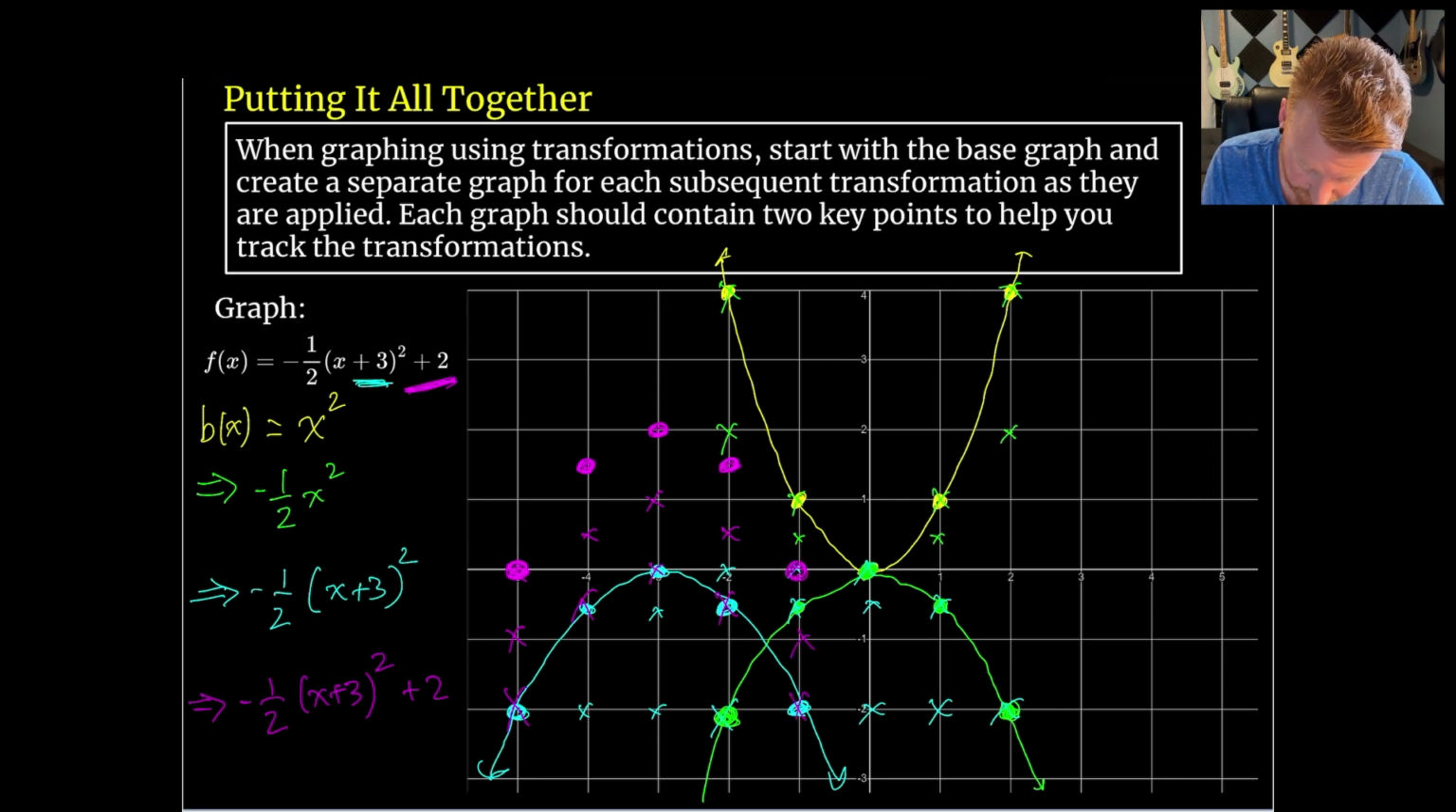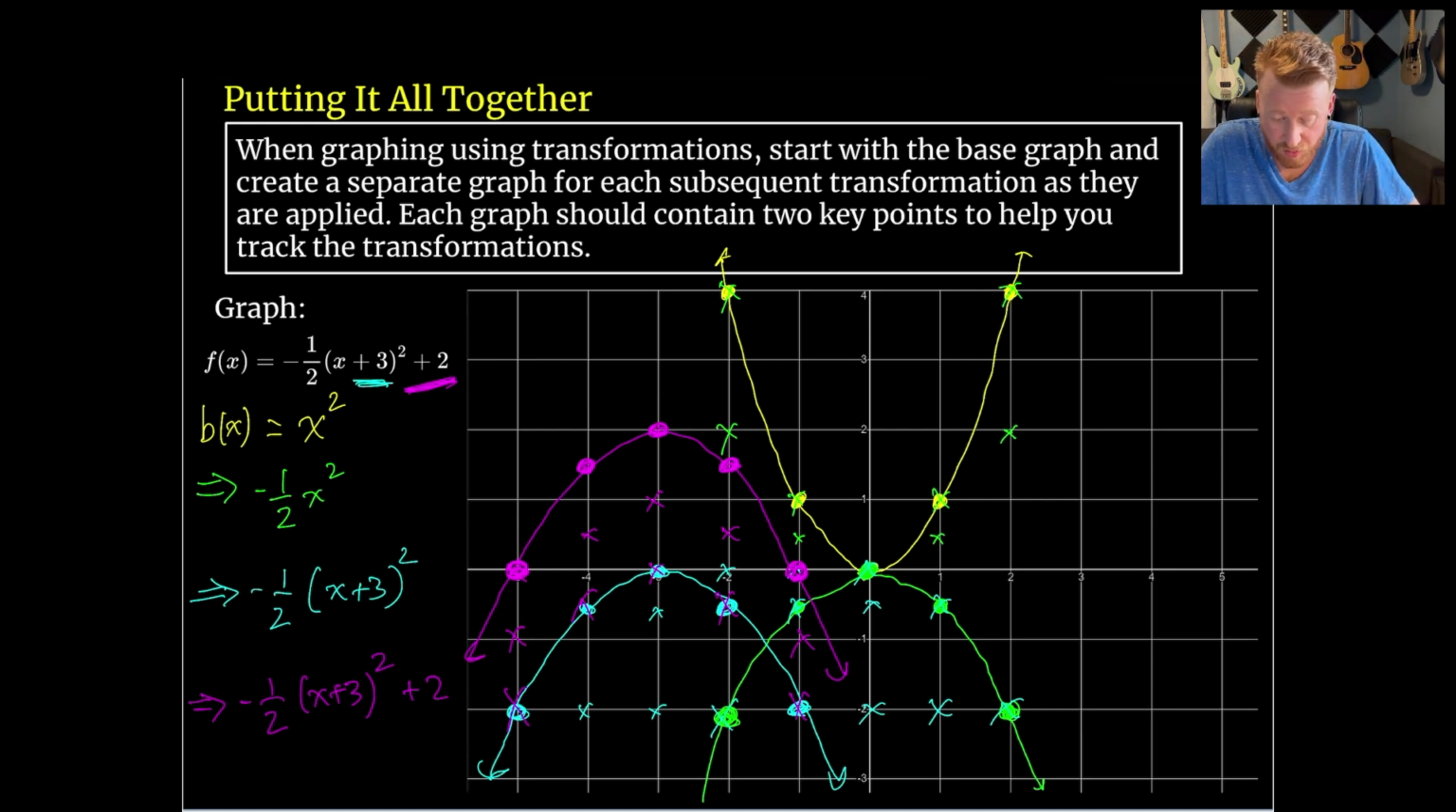And then 2 there as well. So the purple dots are the final form. The X's were just me kind of keeping track of stuff. So again, the purple's the final form here. This is what we were asked to find in the very beginning. We just did it step by step.